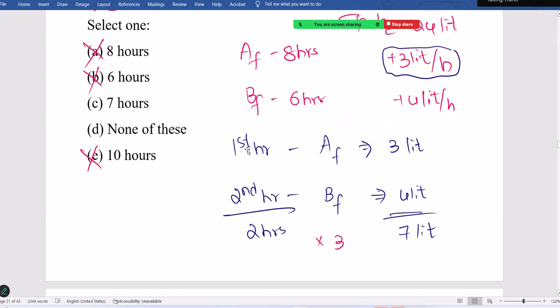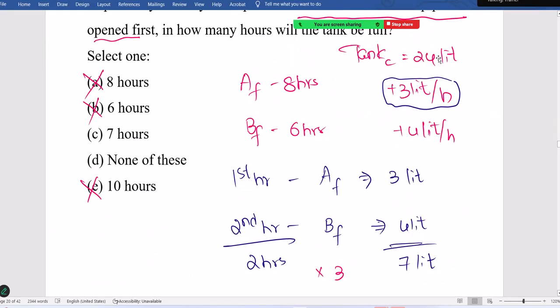Your tank capacity is 24, exactly in 7 hours. So as "none" is not an option there, I can directly say 7 is the answer. If "none" is there, that's the worry. Otherwise, if "none" is not there, I can directly say 7.